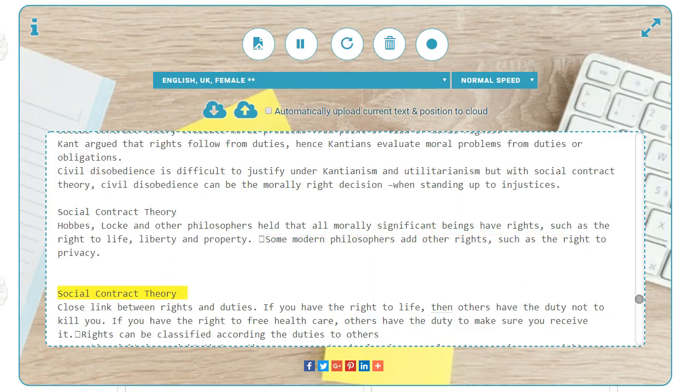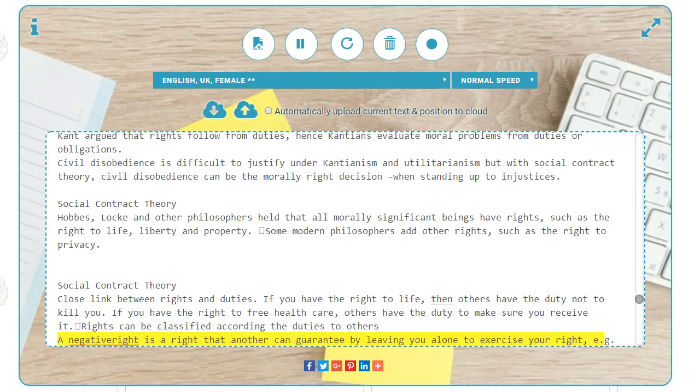Social contract theory: there is a close link between rights and duties. If you have the right to life, then others have the duty not to kill you. If you have the right to free healthcare, others have the duty to make sure you receive it. Rights can be classified according to duties to others.